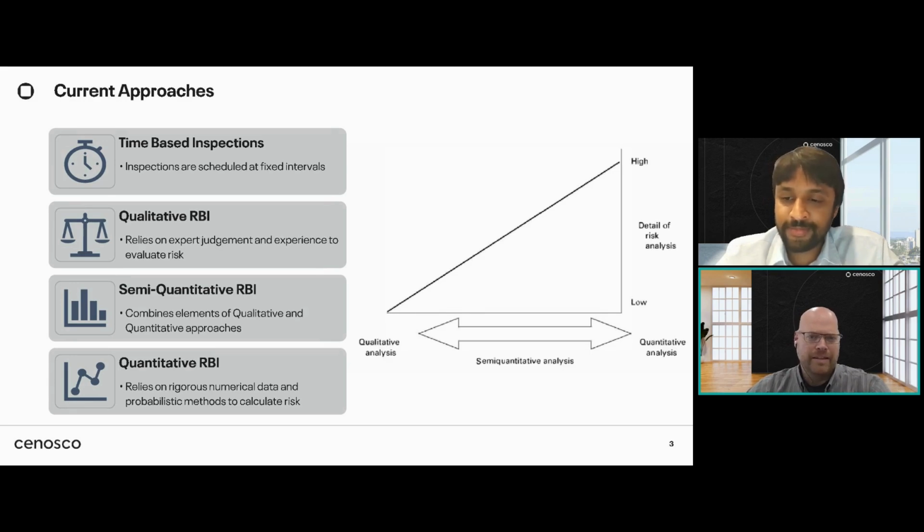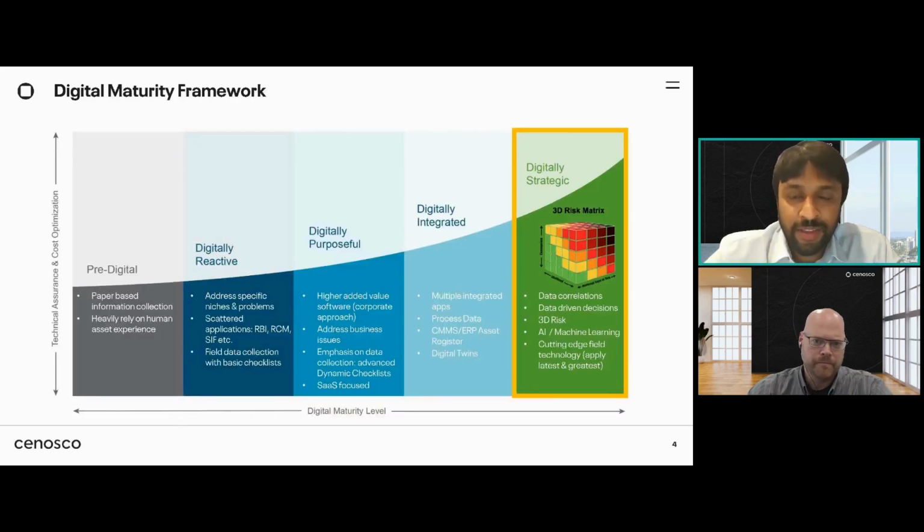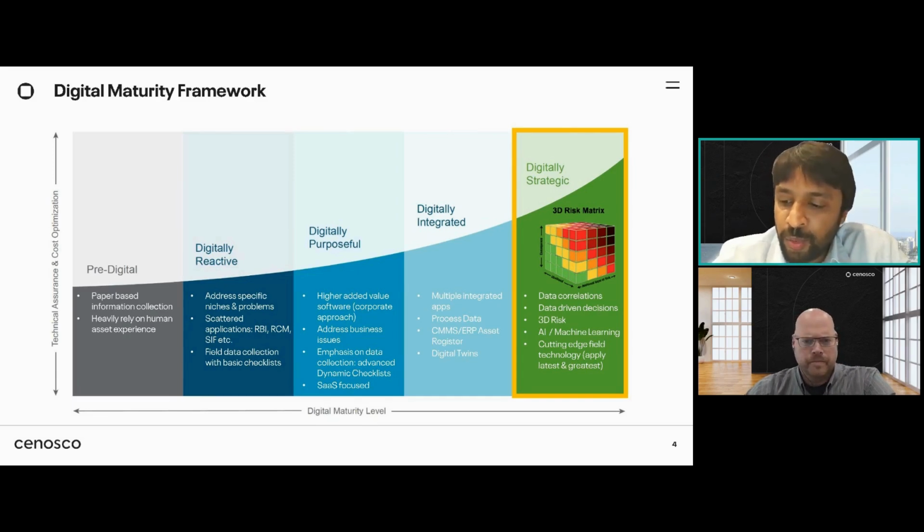Rowan, given the different data needs for each of these approaches, how does an organization's digital maturity level factor into the approach that they apply at their site or in their operations? Yeah, good question, Tomislav. I think you rightly covered where we stand today, right? Conventionally, and as of today as well, there are various approaches: time-based, risk approaches, qualitative, semi-quantitative, quantitative. Again, just like what you highlighted, there's no one size fits all.